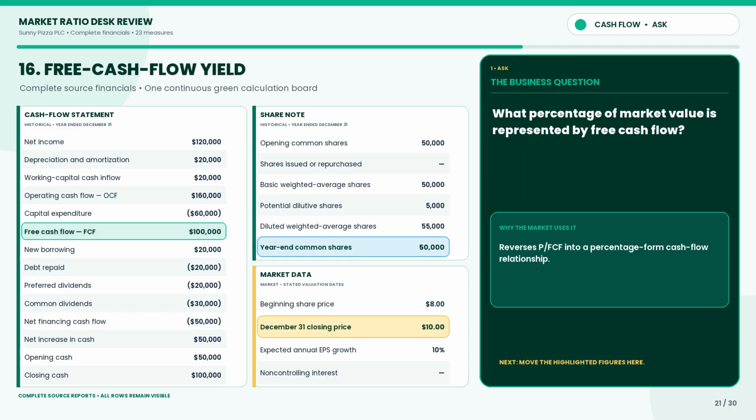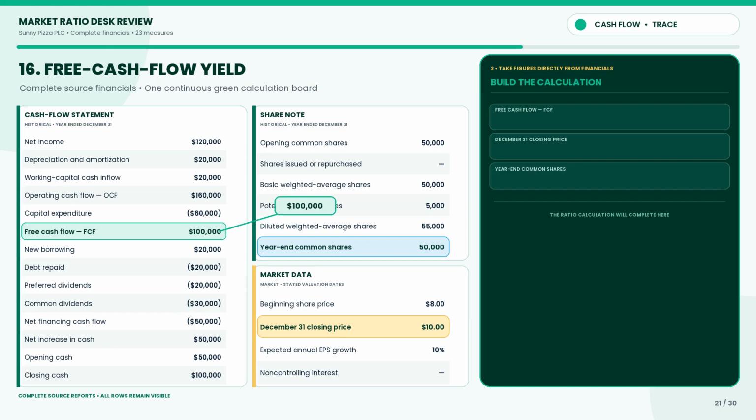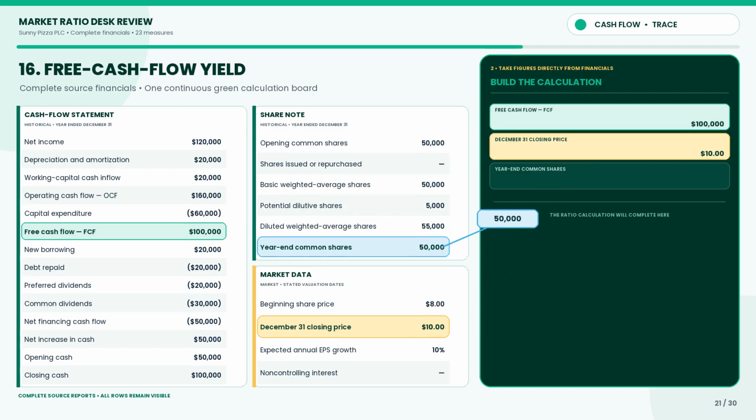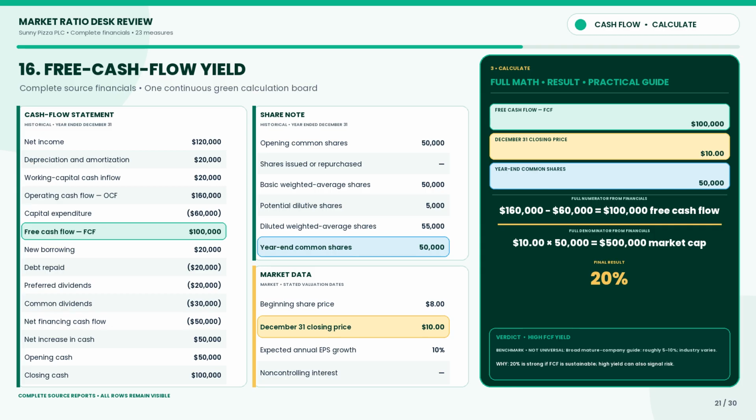What percentage of market value is represented by free cash flow? Reverses P/FCF into a percentage form cash flow relationship. Reverse the price to free cash flow fraction. $100,000 of free cash flow divided by $500,000 of market capitalization equals 20%. 20% free cash flow yield means annual simplified free cash flow equals 20% of current common market value.